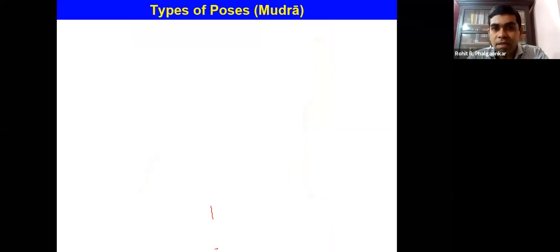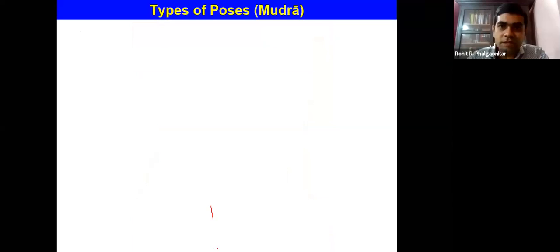And if you just look at it, the trishul is very prominent, and it is telling us that it is the form of Shiva. Now, types of poses or mudra. These are very, very important when it comes to iconography, because mudra changes for every particular deity's sculptures. So a mudra which is there for a sculpture of Shiva may not be there for a sculpture of Vishnu.